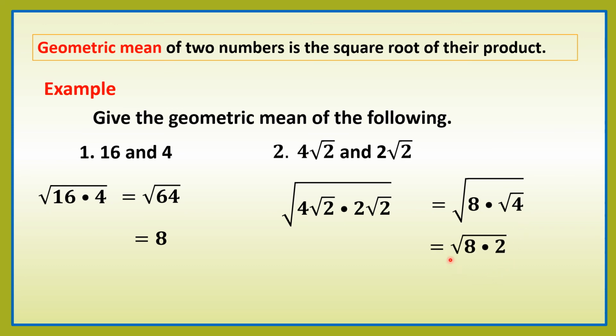So we will have now square root of 8 times 2. 8 times 2 is 16. So that is equal to the square root of 16. And 16 is a perfect square. Square root of 16 is 4. So this is now the geometric mean.